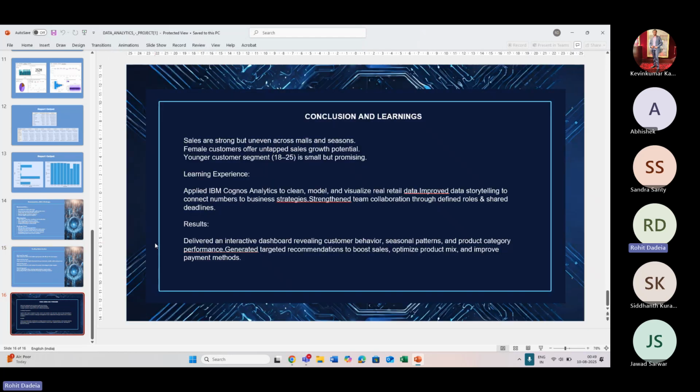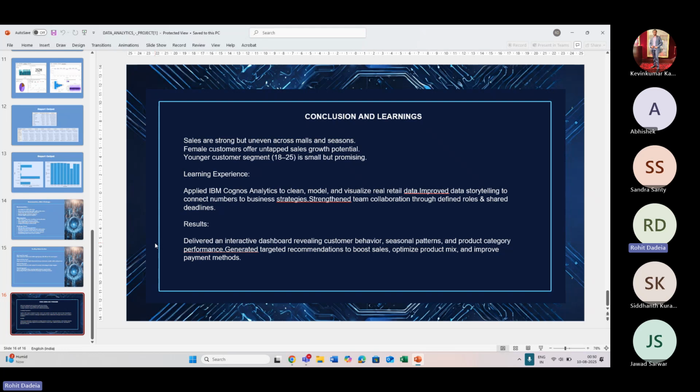And for the last conclusion part, to wrap up, the data showed strong sales overall, but uneven performance across malls and seasons. Female shoppers and young customers both offer room for growth, and by using these insights, retailers can refine their product mix, target the right customers, and improve payment options.